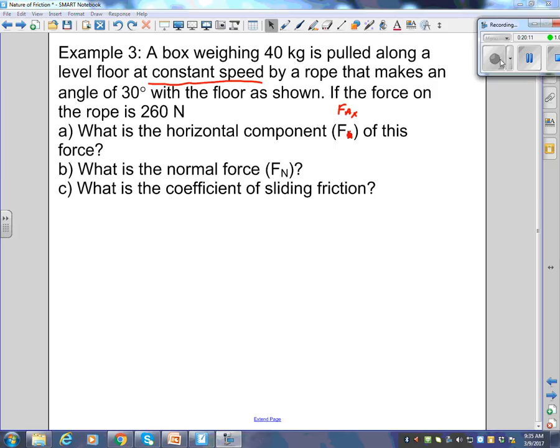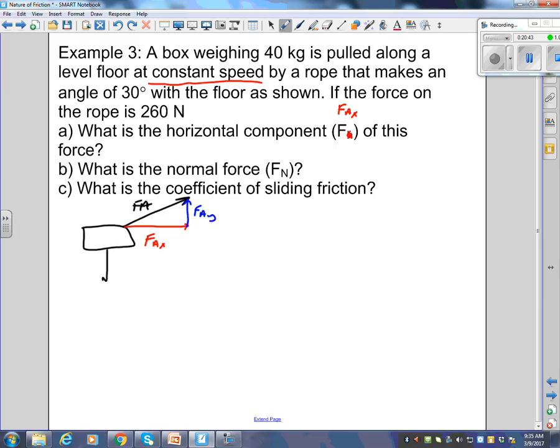Okay, so let's draw a picture here. We're going to call that FA. And then I'm going to put here in red, I'm going to call this FAX, the horizontal, the X component of the applied force. And that's going to make this one here in blue FAY, the Y component of the applied force. Okay? Now we also have weight force down, and we also have a normal force up.